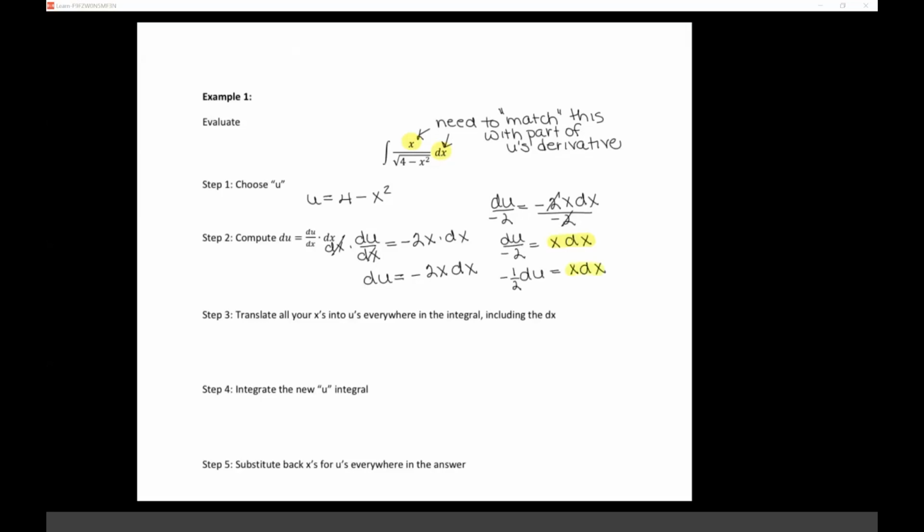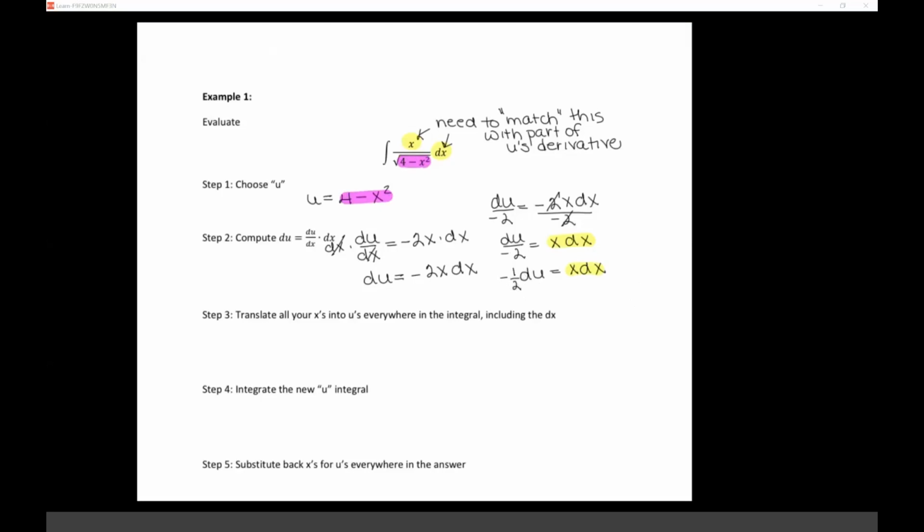That's not calculus or anything. This is just algebra. Remember, we said in class, dividing by negative 2 is the same as multiplying by its reciprocal. I want to do that because I want to write this, rather than as a denominator, as a coefficient. So now I have all the pieces I need, because now I have u is 4 minus x squared, and I have negative 1/2 du is x dx. So now I've got pieces for the integrand.